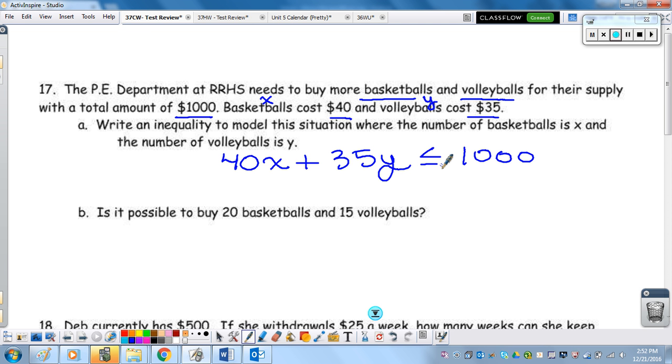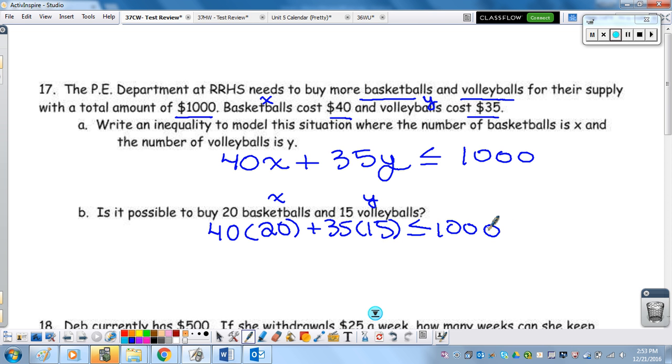Now letter B says, is it possible to buy 20 basketballs and 15 volleyballs? Basketballs is X, volleyballs is Y. So what you're going to do is take those numbers and plug them in. 40 times 20 plus 35 times 15 is less than or equal to $1,000 because you cannot spend more than that. So we're going to solve.